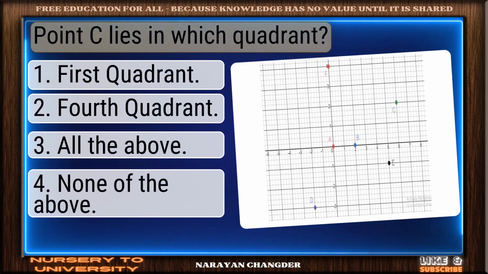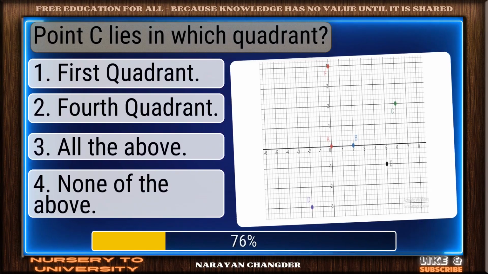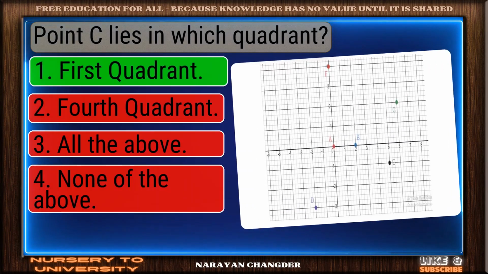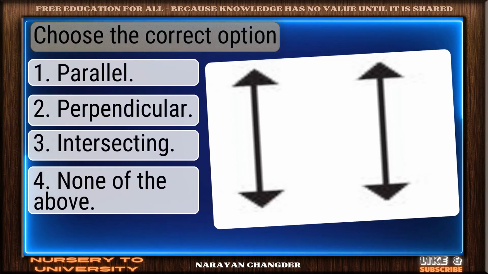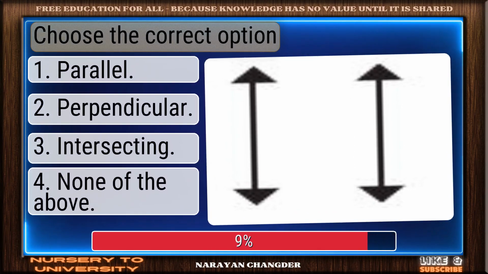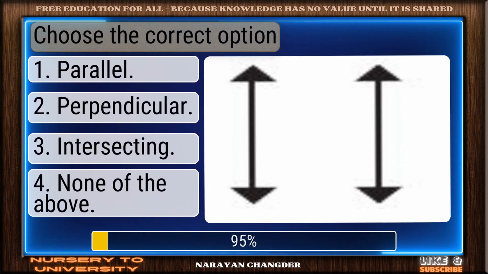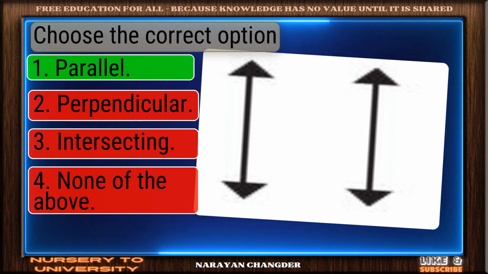Question number 27. Point C lies in which quadrant? Exactly. First quadrant makes sense and it is the right choice. Question number 28. Choose the correct option. Right choice. Parallel is the best answer.